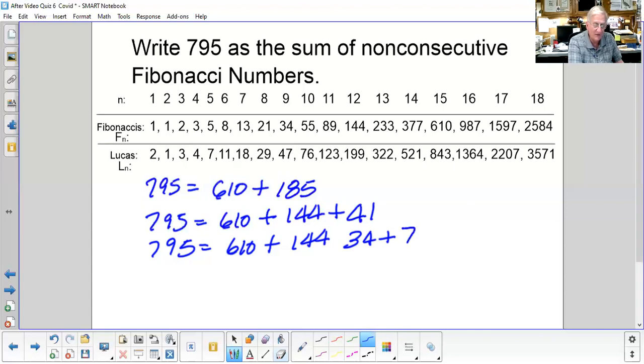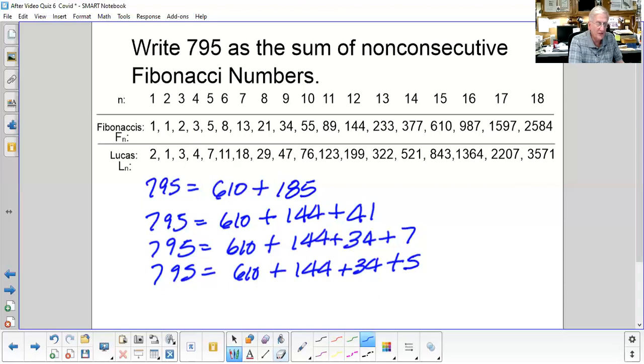I get 7. Oh, gee, I'm all done if 7's a Fibonacci number because all those numbers added up give me 795, right? But 7, unfortunately, is not a Fibonacci number. It's a Lucas number, but it's not a Fibonacci number. I'm looking for Fibonaccis. So I go again, 610 plus 144 plus 34 plus, well, what's the closest Fibonacci that's smaller than 7? It would be 5, wouldn't it?